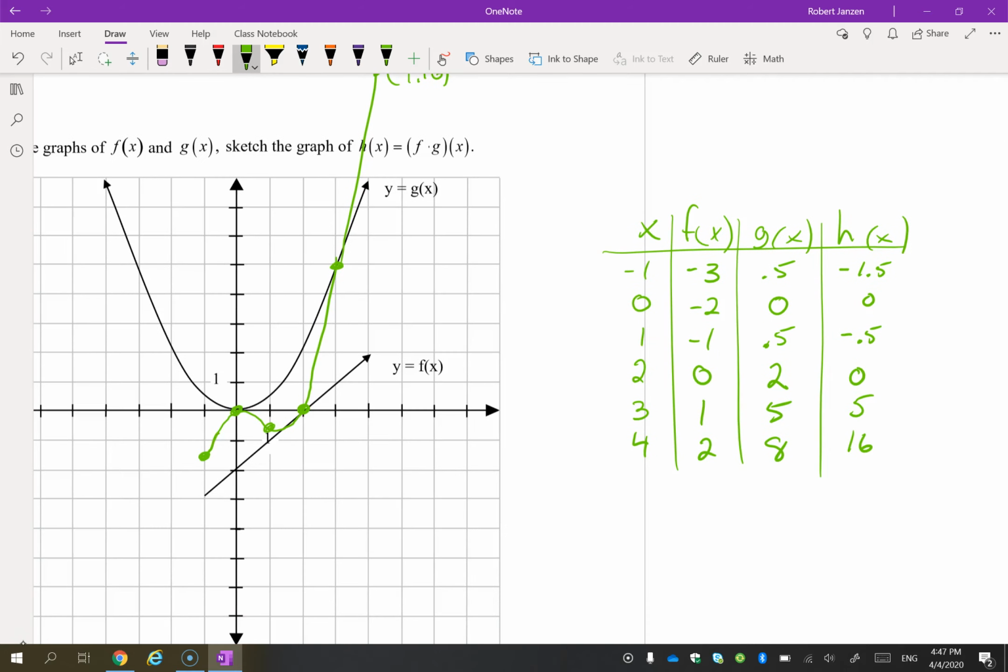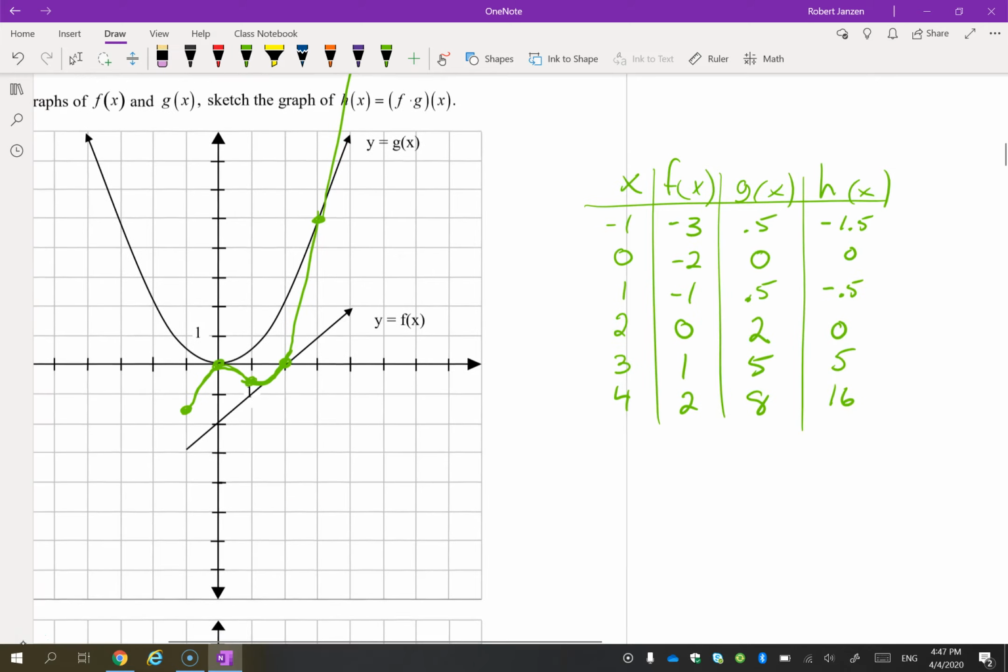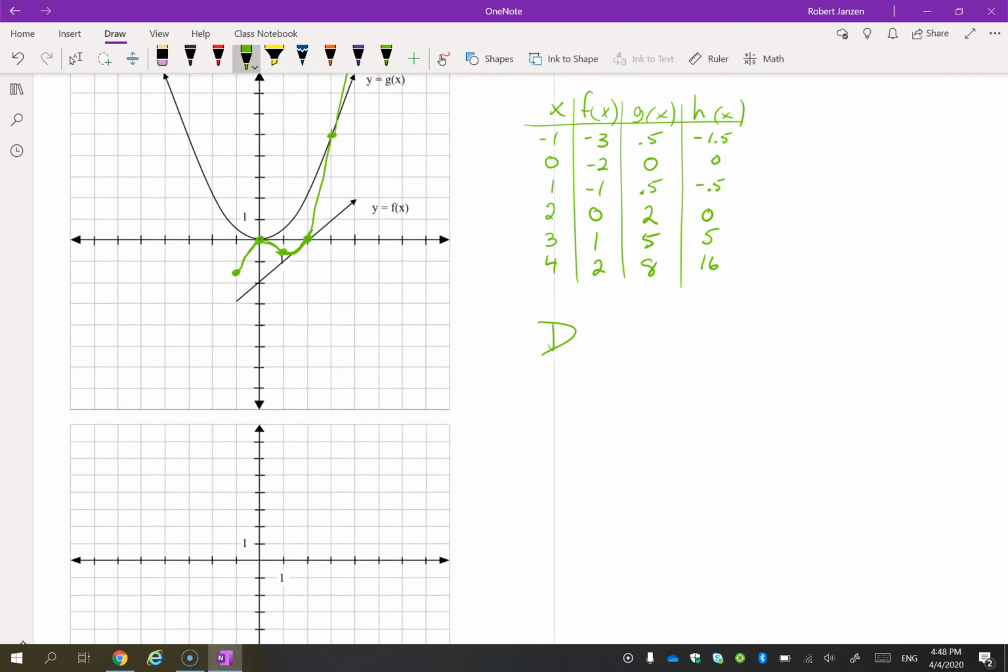It's actually kind of a cubic shape, which if you think about it, should make sense. This is a graph y equals x minus 1, and if you multiply that by a parabola, you end up with a cubic. Keep that in mind. You should always think about what kind of graph you've come up with. Very quickly, the domain. What's the domain of f of x? It's -1 to infinity. What's the domain of g of x? It's -infinity to infinity. What's the domain of h of x? The overlap, -1 to infinity.